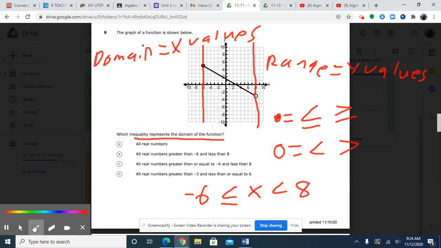So we could say that C would be our answer. It says that all real numbers are greater than or equal to -6, but are less than 8.